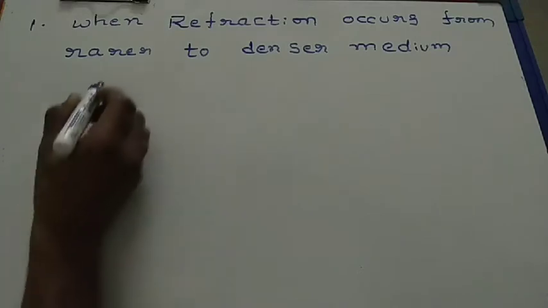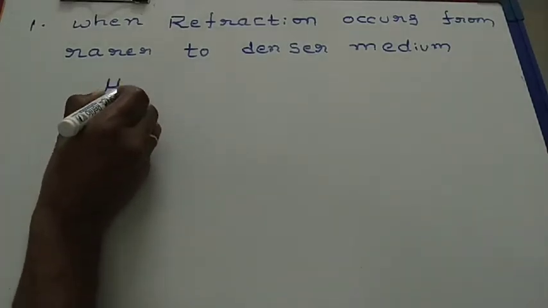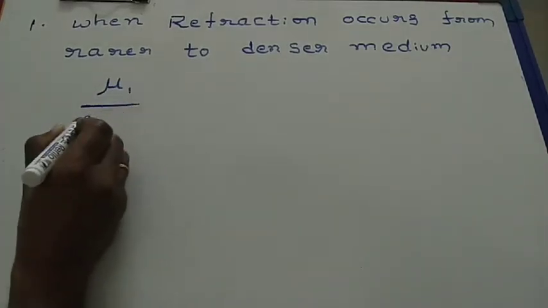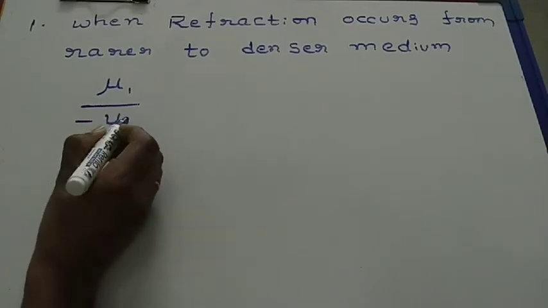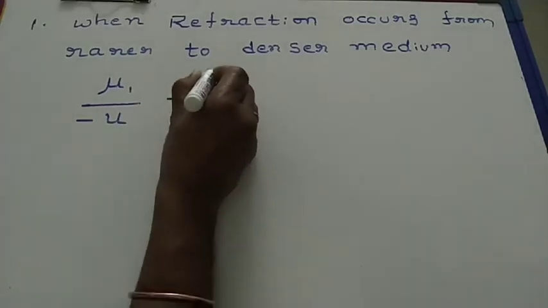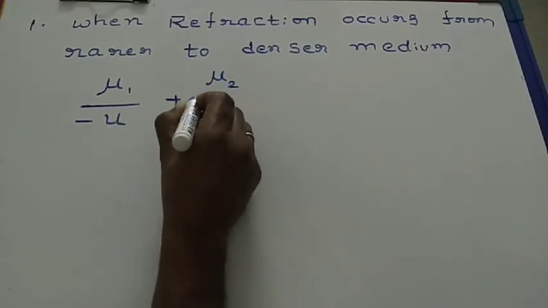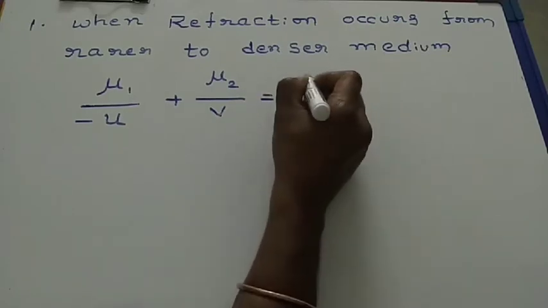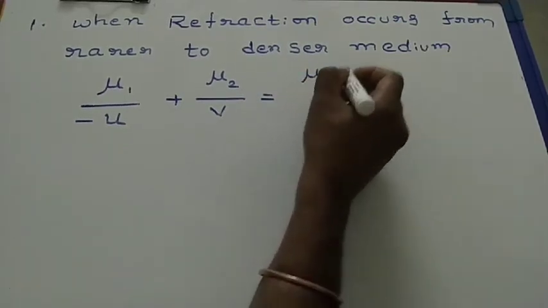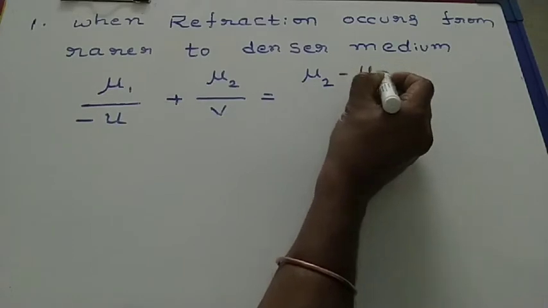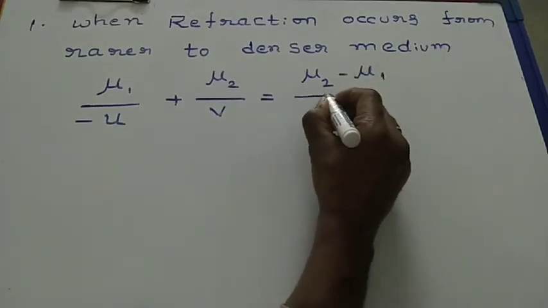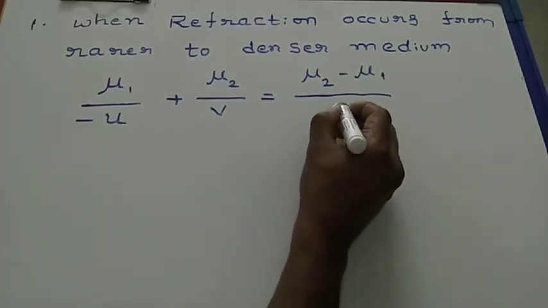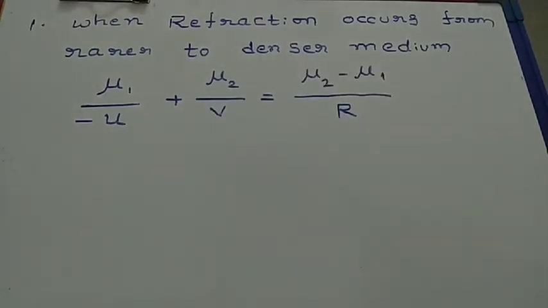In this case, what is the formula? Mu1 whole by minus u plus mu2 by v is equal to mu2 minus mu1 whole by r. This is one formula. Now come to second formula.